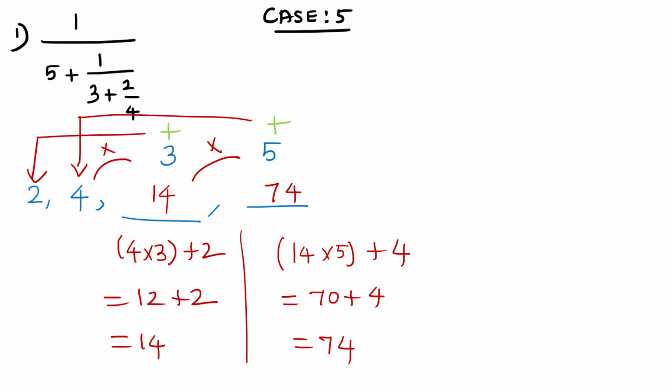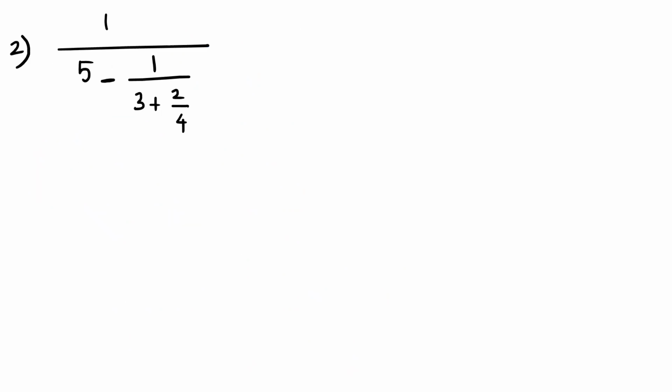So now my answer comes over here. It is 1 the whole divided by. So I need not do any sort of reciprocal over here. So my final answer is 14 upon 74, which if I reduce into lowest form, I would have got 7 upon 37. That will be my answer for the first problem. Let's move on to the second problem over here.